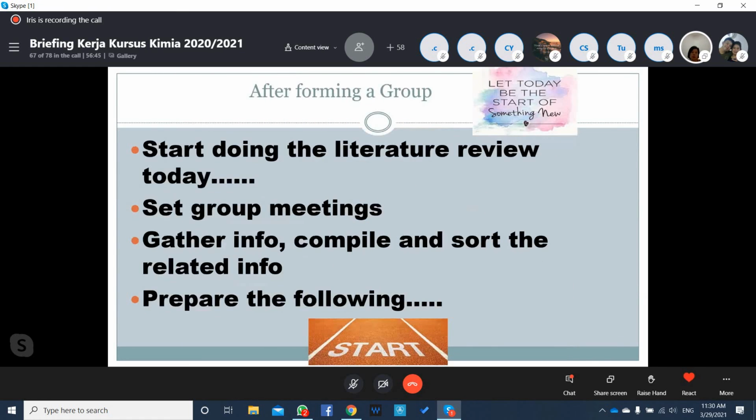Okay, so normally after forming a group, whether by teacher or by yourself, you talk to your subject teacher, you start to do your literature review. You set when you want to have a group meeting, to set a title and look for materials specific to your title. You start early, like during the holiday when you have some time, you research.